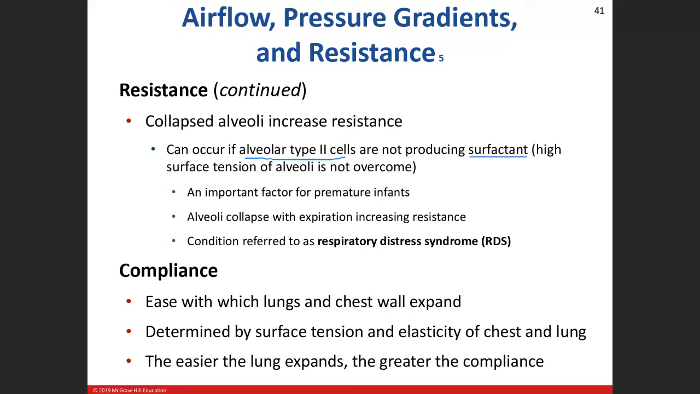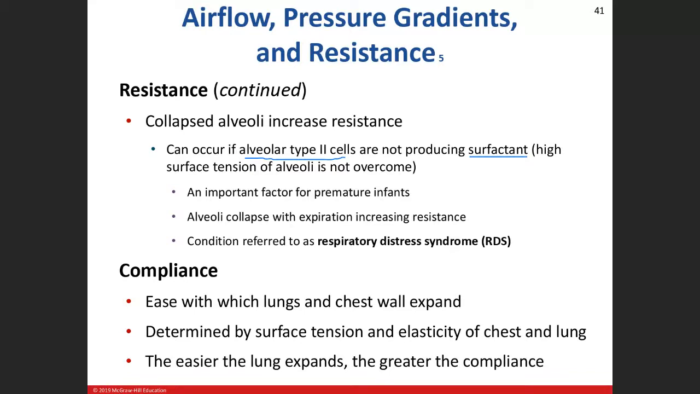And it's the surfactant that allows the alveoli to stay open, okay? It helps because remember, there's a force: the elastic tissue is trying to pull them inwards and collapse them, and the surfactant helps to keep them patent and open, okay?